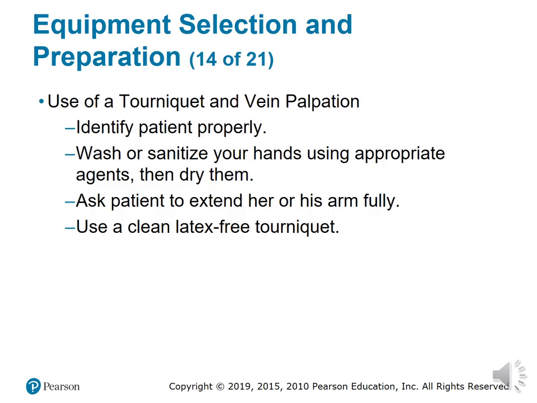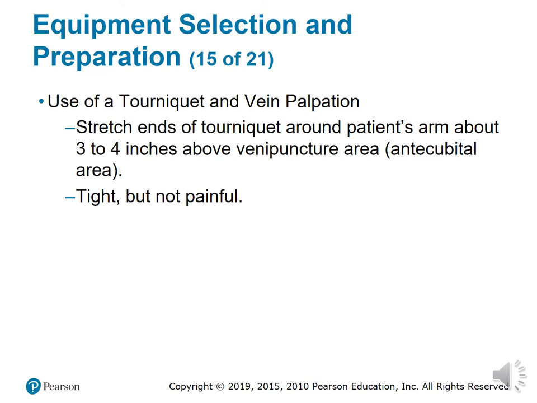Identify the patient properly. Wash or sanitize your hands using appropriate agents and then dry them. Ask patients to extend her or his arm fully. Use a clean latex-free tourniquet. Stretch ends of tourniquet around patient's arm about 3 to 4 inches above venipuncture site, which is the antecubital area. Tight but not painful. Right?